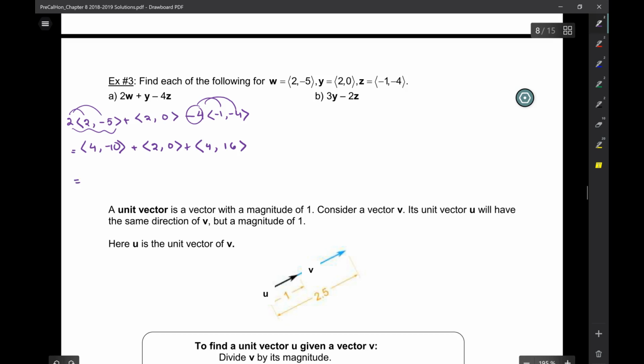So all the 1s and then all the 2s. Here it's going to be 4 plus 2 is 6, plus 4 is 10, comma, negative 5 plus 0 plus 16. How much is that? 6. Okay, go ahead and do the next one. I'll race you to it.